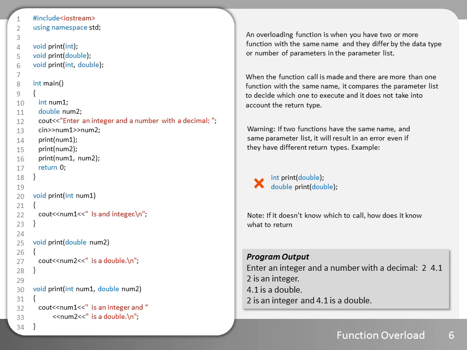In line 16, there's another function call to print with num1 and num2 as arguments. This time the compiler will select the print function with 2 arguments, the first being an integer and the second a double. This function will print "2 is an integer and 4.1 is a double," and then it returns to its caller and the program ends.